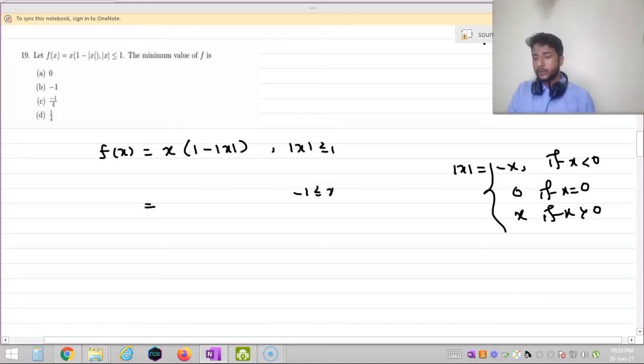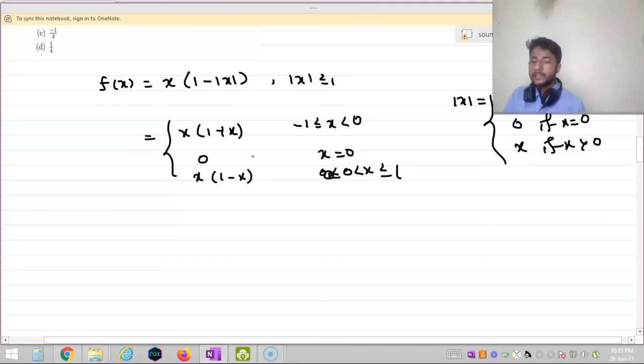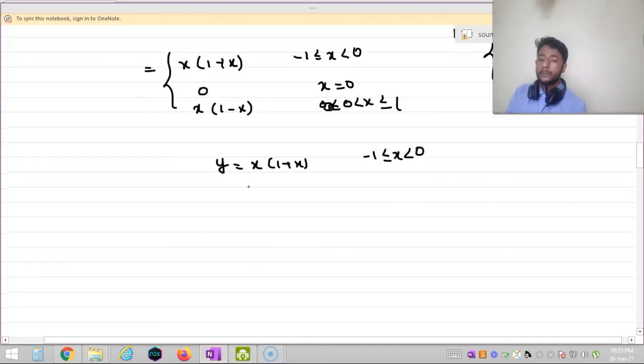When minus 1 is less or equals to x less than 0, the value of f(x) will be x into 1 minus of minus x. So this is x into 1 plus x, right? At x equal to 0, the value of f(x) is equal to 0. When 0 is less than x less or equals to 1, the value of f(x) will be x into 1 minus x, right? So I am writing y as x into 1 plus x when minus 1 is less or equals to x less than 0. I am multiplying x with 1 plus x, I will get x plus x square.